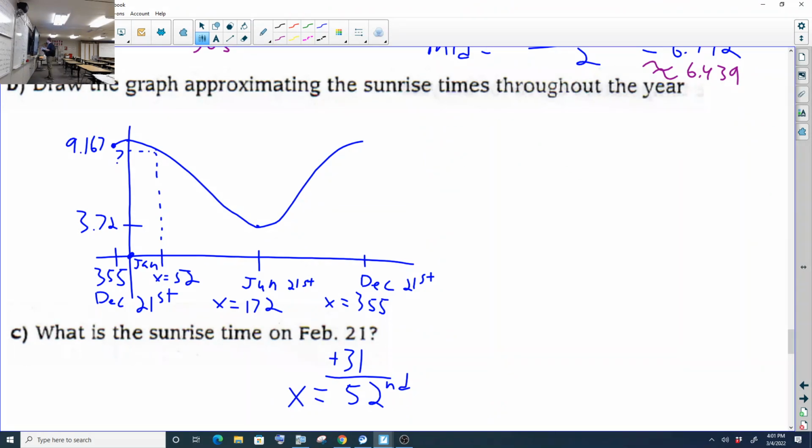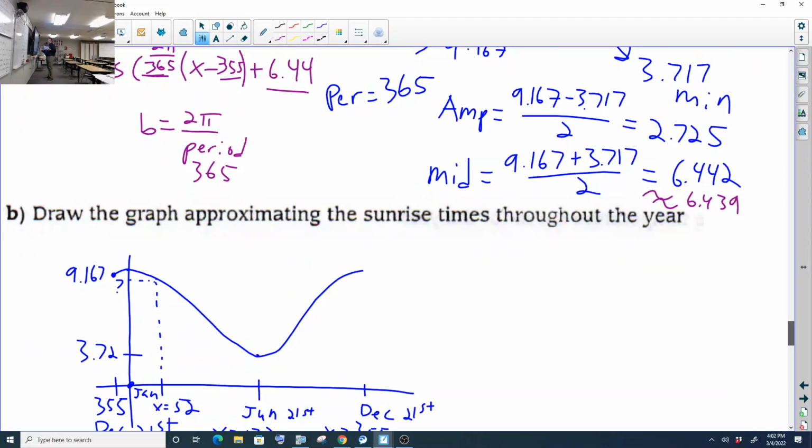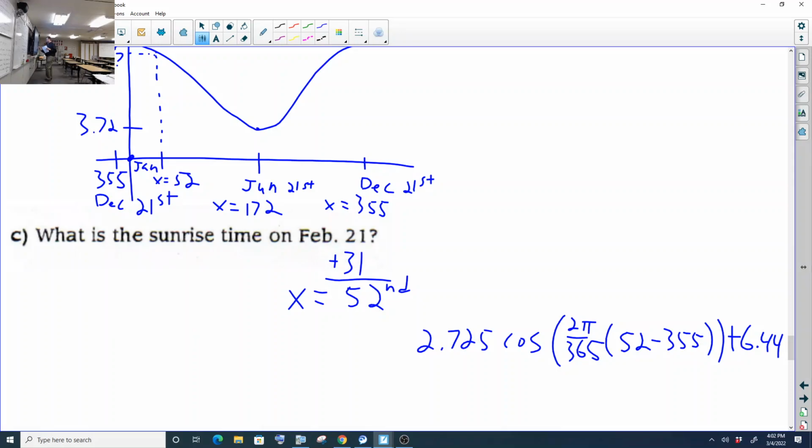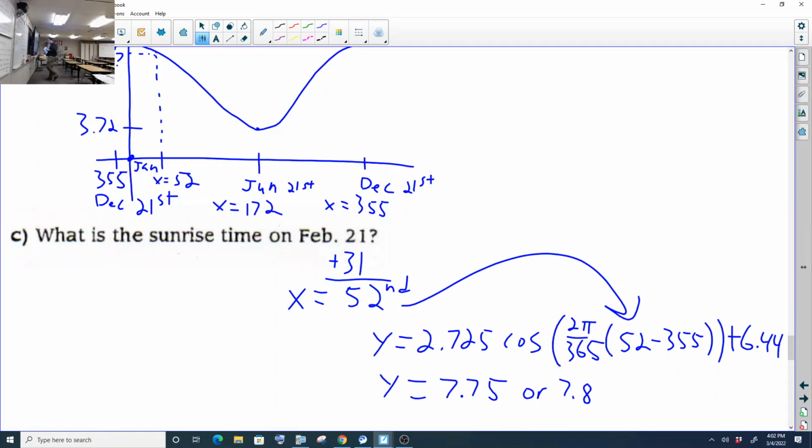Good. So what you're actually doing is taking your whole equation and plugging it in for x. So 2.725 cosine, with our period of 365 days, times x, which in place of x we'll put our 52nd day of the year, minus our phase shift, 355, plus 6.44. And so when we do that, we get y is equal to 7.75, or if you round that up to 7.8, that'll work. Anything between 7 and 8 should work on Canvas.